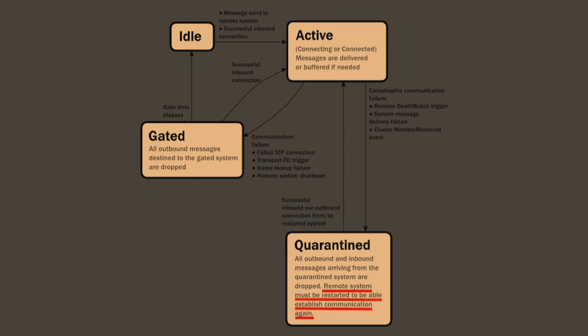What the fine print says is that the remote system must be restarted to be able to establish communication again. So in case your network fails, and it will, you're going to have to explicitly restart the other side to make sure the system is whole again. If you only have two parties, maybe that's not too bad, you can solve that. But the moment you want to build something with more than two nodes, it's going to be something.